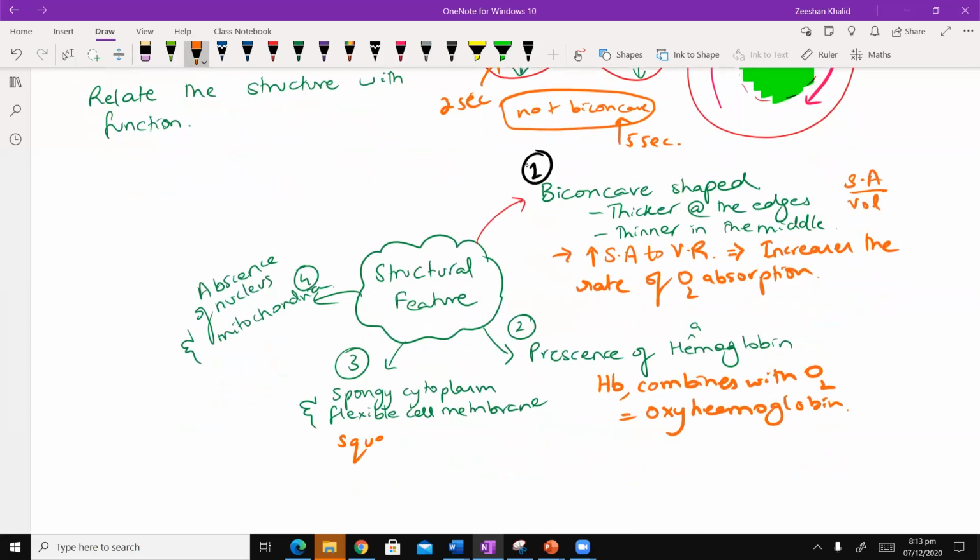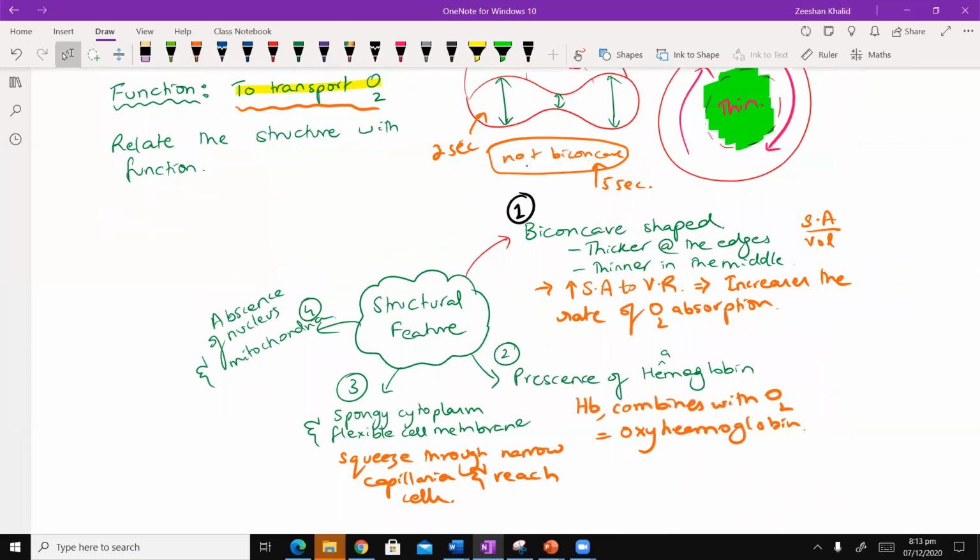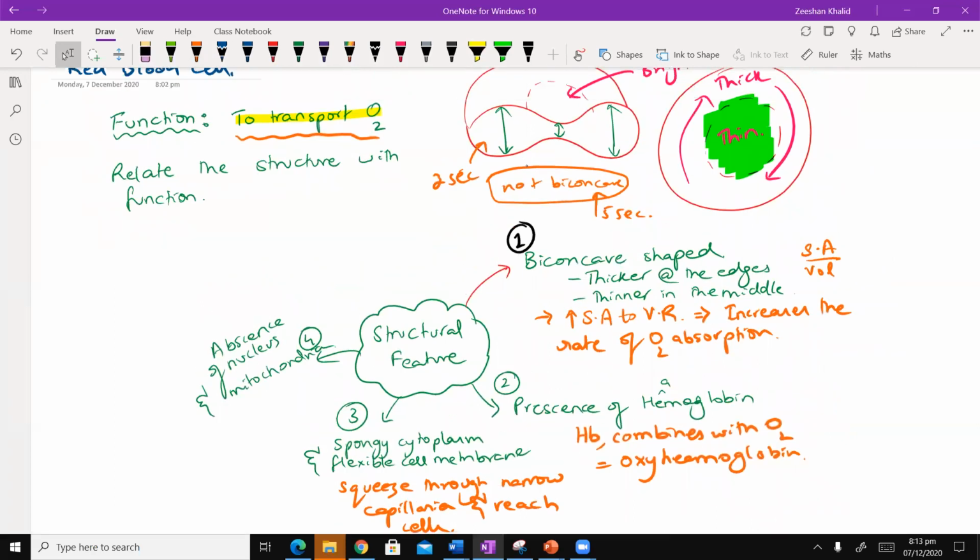Well, the idea is very simple. That allows it to squeeze through narrow capillaries and reach cells. So it can literally squeeze through all of the different areas and reach the different cells. And of course, you have the absence of nucleus and mitochondria. How does absence of nucleus facilitate? Well, that increases room for hemoglobin. So if there is no nucleus, hemoglobin will be there in its place. And if there's more hemoglobin, then of course there will be more oxyhemoglobin.